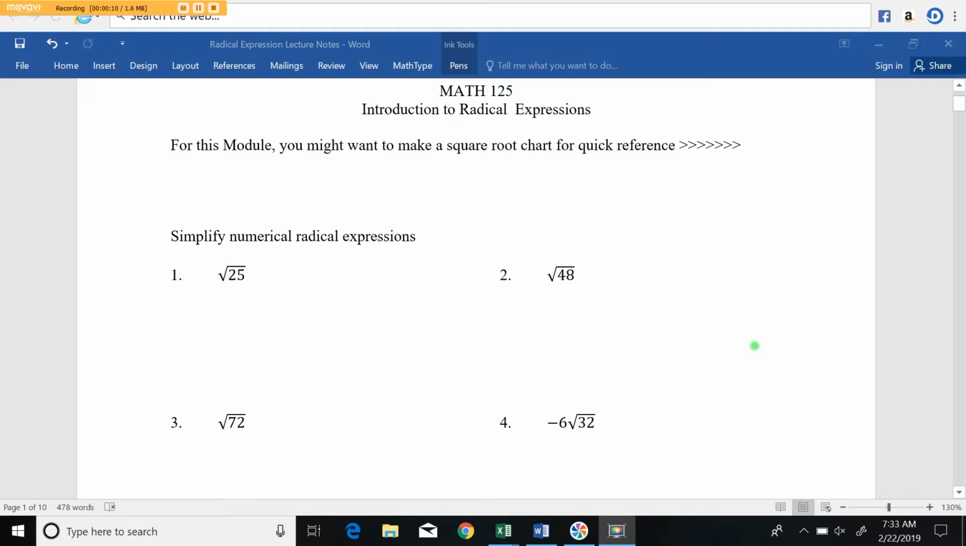So first thing here, I'm going to take note in these notes where it says you may want to make a square root chart for quick reference. This is kind of what it's talking about here. I'm going to write some things down.